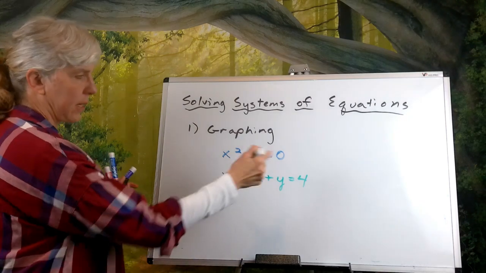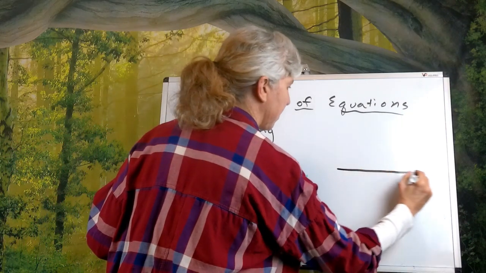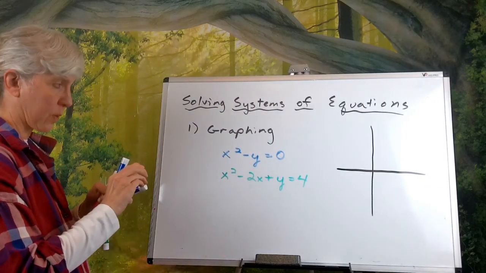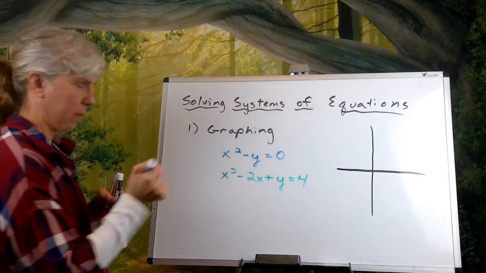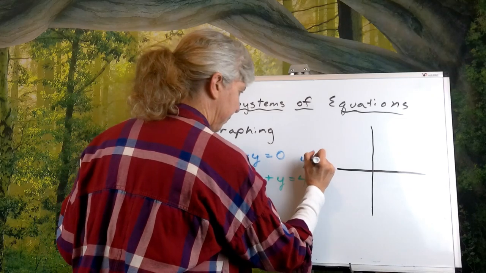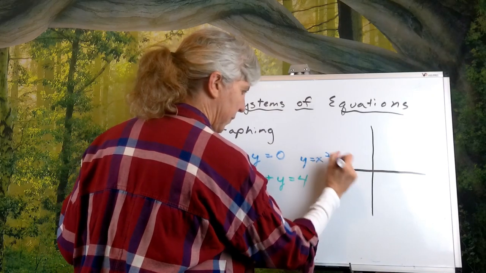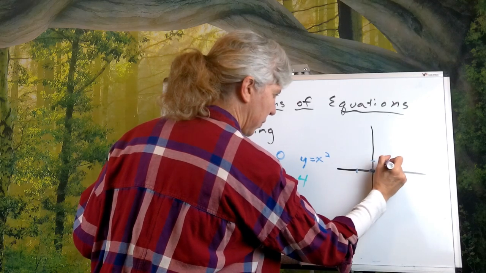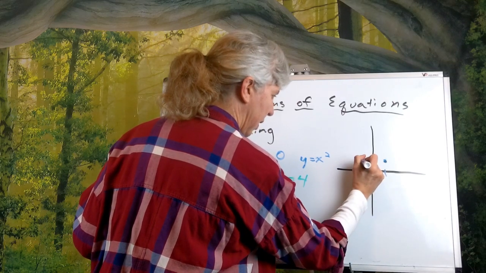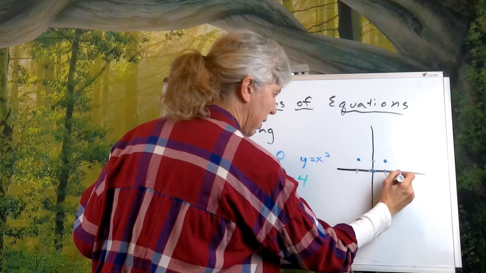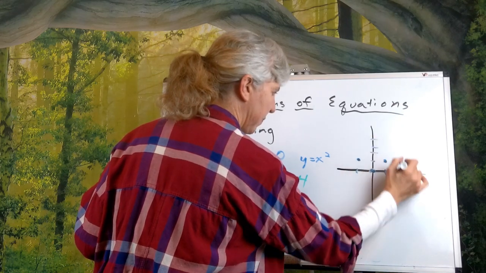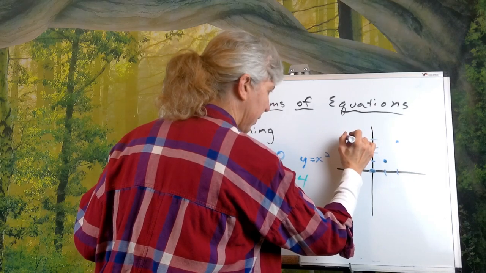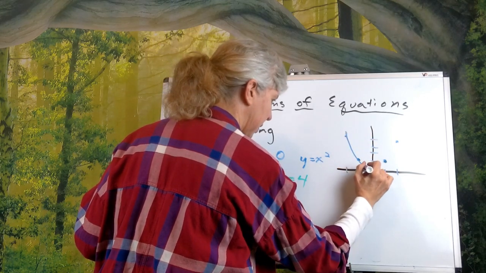So the blue one, again, is easy to get into nice form. That's the same as y equals x squared, which is just our basic parabola. Okay, so it goes through 0, 0. It goes through 1, 1, and negative 1, 1. Goes through 2, 4. And negative 2, 4, etc. Okay, so there's our nice parabola.